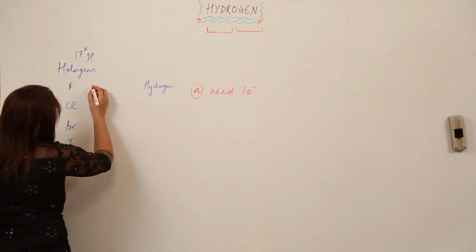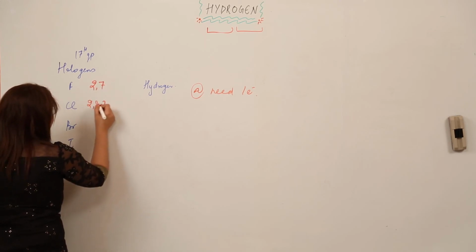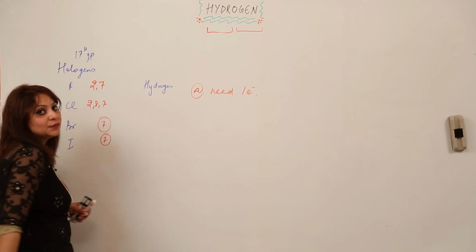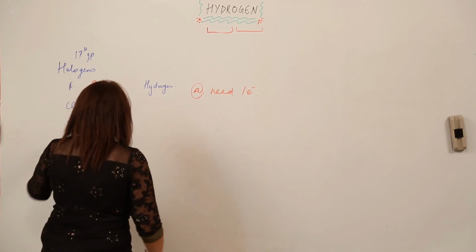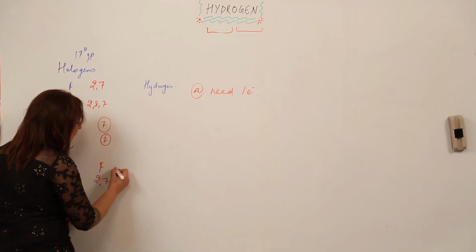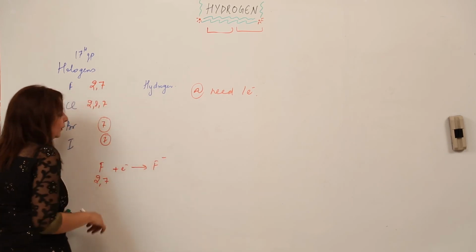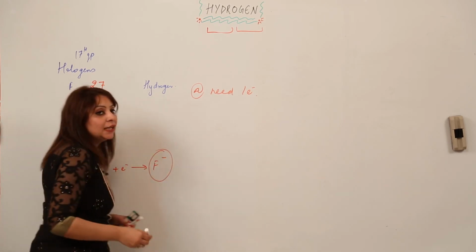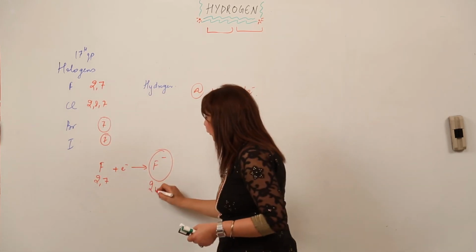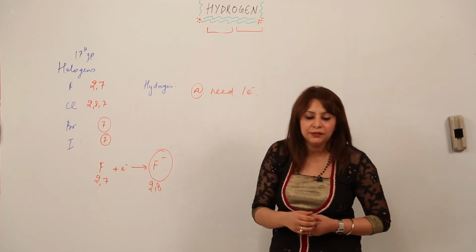First of all I am writing the configuration for it, that is 2, 7. All these elements have 7 valence electrons, right. So it has 2, 7, which means it needs 1 electron to complete its octet. After gaining 1 electron, it forms the electronegative ion, which has the electronic configuration 2, 8. That means the octet is complete and it becomes a stable ion, right.